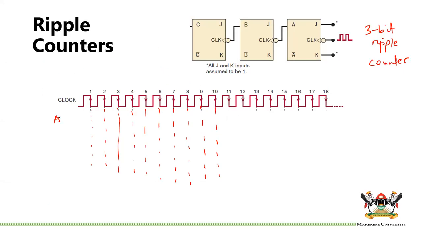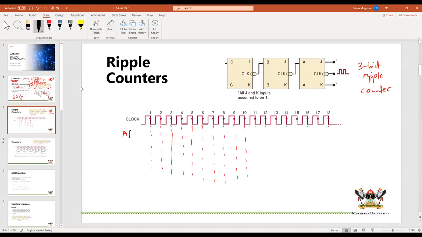So let us first of all consider A. At A, if I consider A, I want to use a black pen. If I consider A, I remember that J is equal to K is equal to 1. And so every time I get the right clock, I should toggle. If it was a one, it becomes a zero. If it was a zero, it becomes a one.